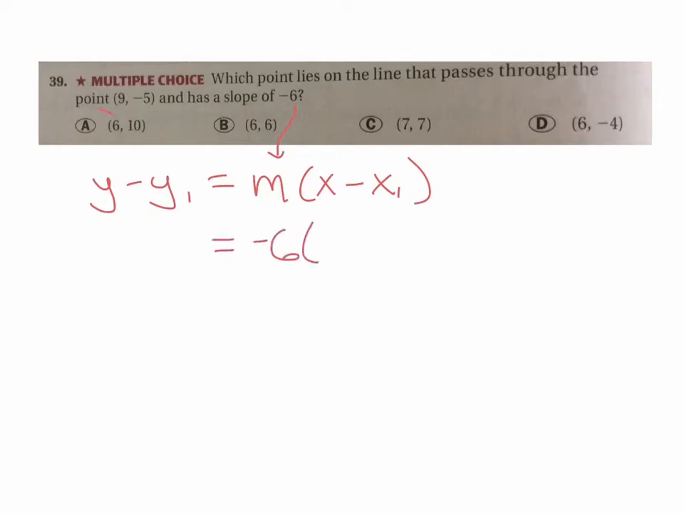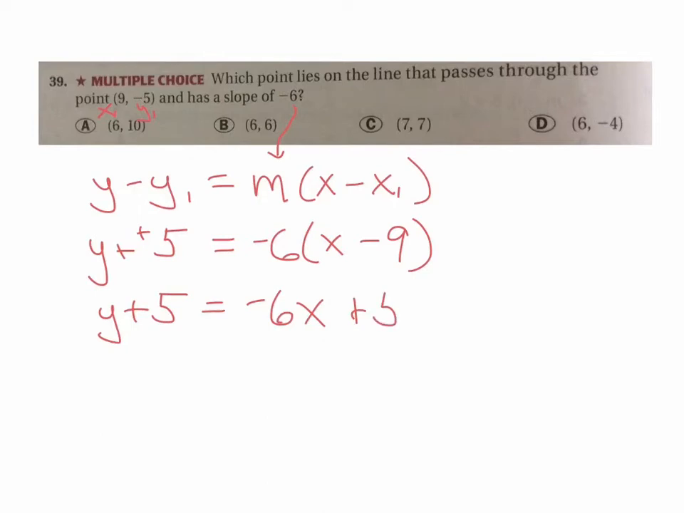They're also giving me some information about x1 and y1 in this problem. So x1 is 9, and y1 is -5. And I'm going to take a few seconds to simplify this equation I just wrote. Remember, simplifying involves combining like terms and the distributive property. So I'm going to rewrite this side as y plus 5. And then the right side of the equal sign becomes -6x plus 54.